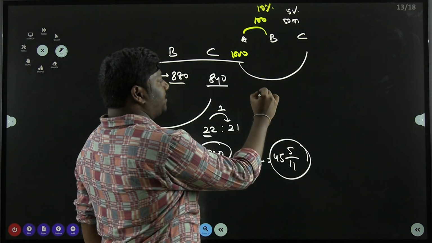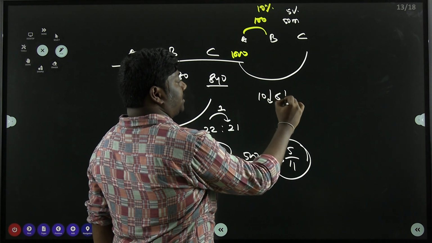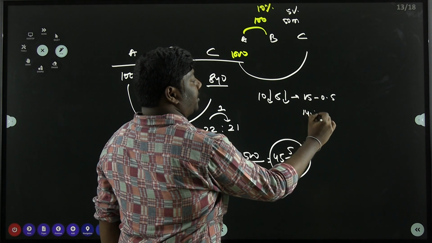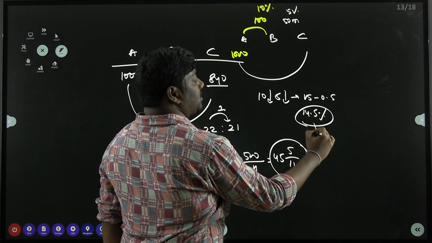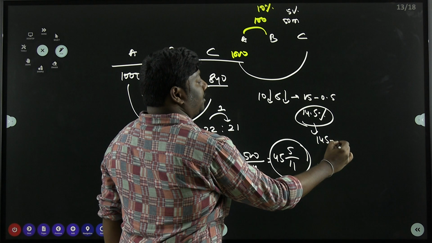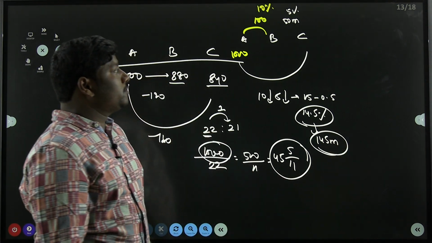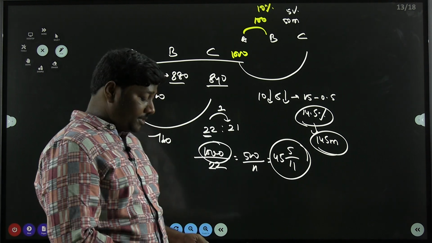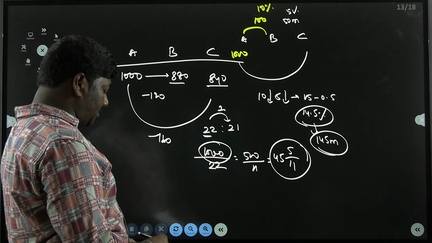So you can say simply 10% decrease followed by 5% decrease. You can use the formula 15 minus 0.5, which is 14.5%. 14.5% of 1000 is 145 meters. So you can make use of the formulas of percentages, which is x decrease followed by y decrease. You can do it. So that is time and distance questions.